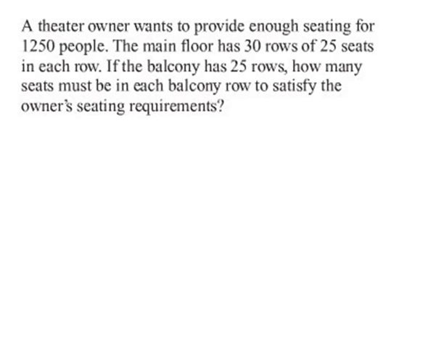The main floor has 30 rows of 25 seats in each row. If the balcony has 25 rows, how many seats must be in each balcony row to satisfy the owner's seating requirements? Okay, so let's get an idea of what's going on here.